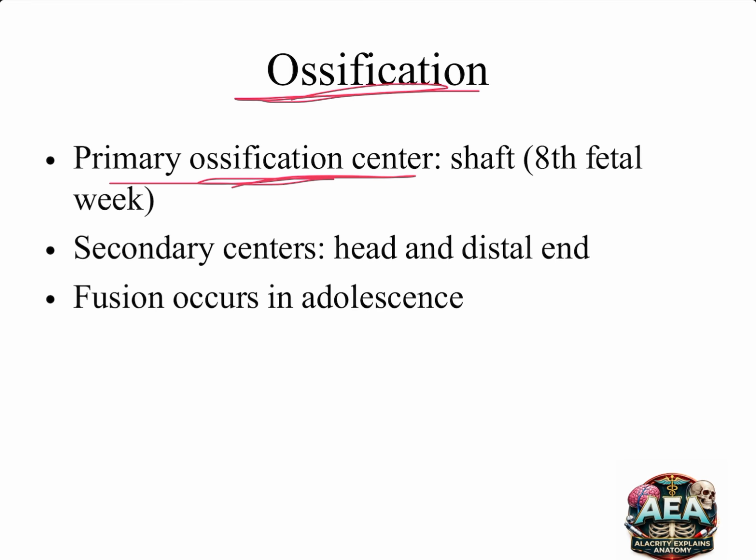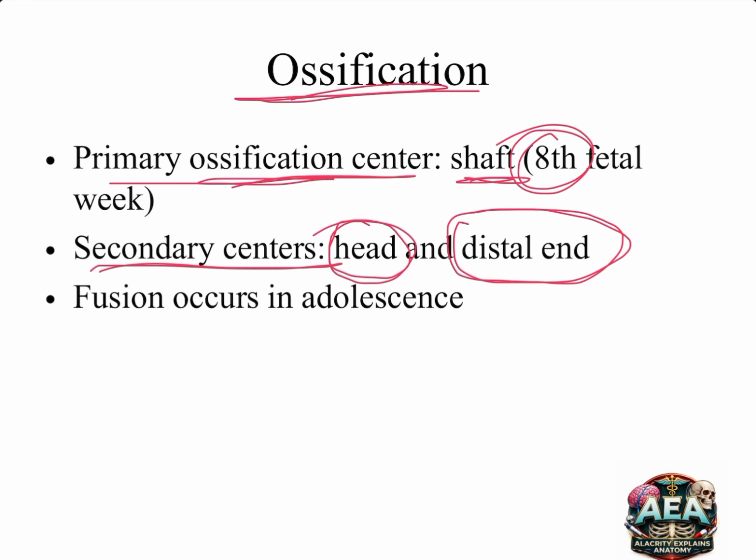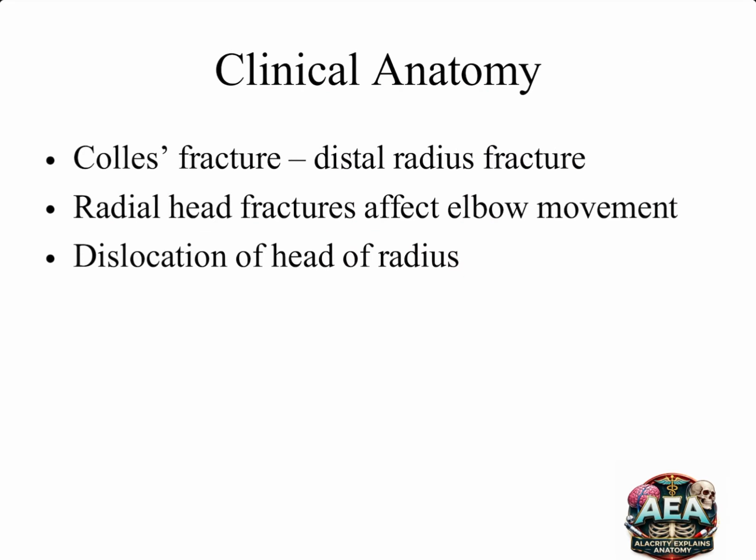So let's look at the ossification of the radius. Now they have primary ossification center and secondary ossification centers. The primary ossification center is found at the shaft, which appears in the 8th week of fetal life, while the secondary ossification center is found at the head as well as the distal end of the radius. Fusion of these ossification centers occurs at adolescent age. Clinical anatomy, the applied anatomy.